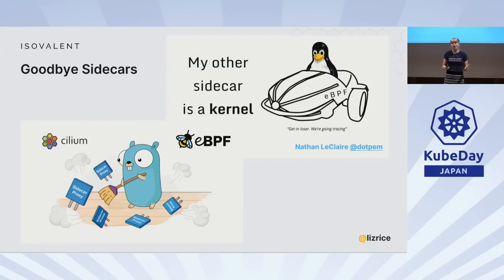So I think the sidecar model still has its place. We will continue to see it used in some environments, but I believe eBPF has a huge role to play in the future of infrastructure tooling for networking, for observability, and for security.